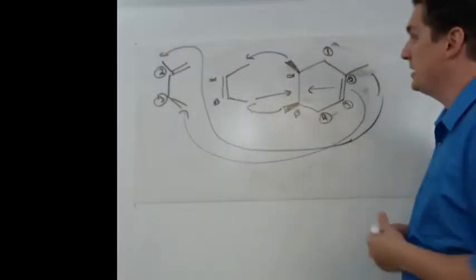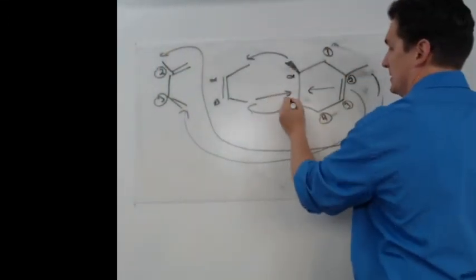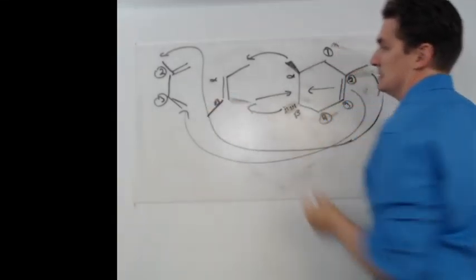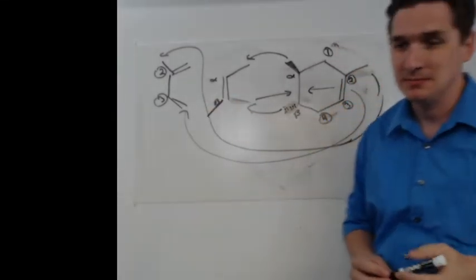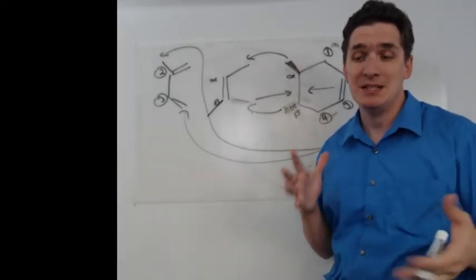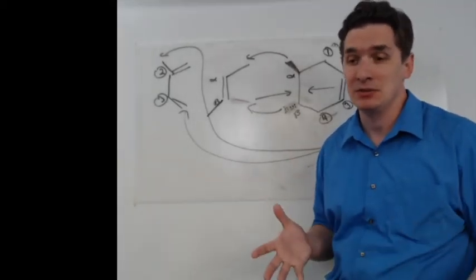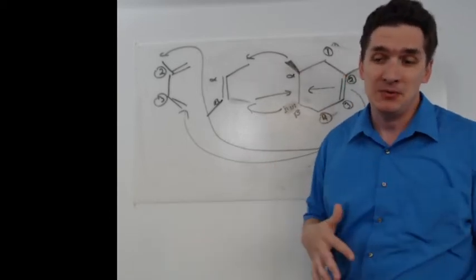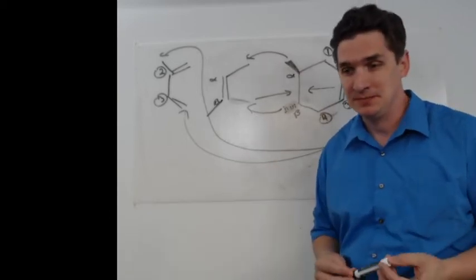Oh, so if the groups are trans, so let's say they look like this, then they're just going to be trans in the starting dienophile. So they preserve that cis-trans relationship after the Diels-Alder reaction. So if they're cis beforehand, they're going to be cis afterwards. If they're trans beforehand, they're going to be trans afterwards.